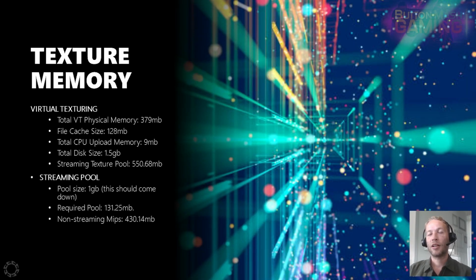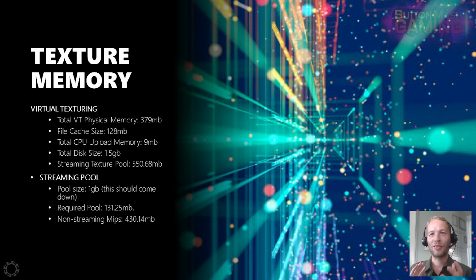Texture memory. In this scene, we have total virtual texture physical memory of 379 meg, file cache size of 128. One interesting fact was the total disk size was 1.5 gigabytes. There's a lot of textures there on disk, and the streaming texture pool is 550 meg.